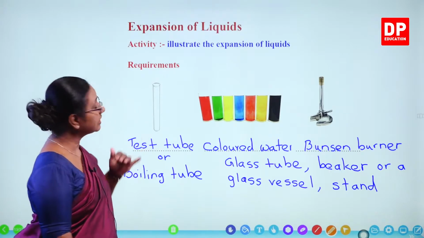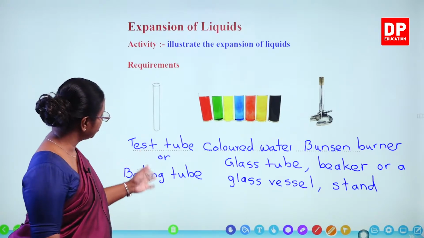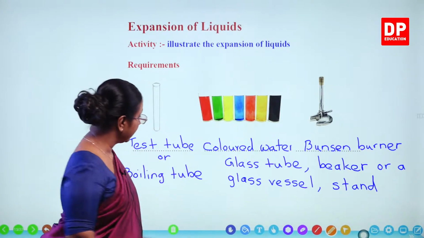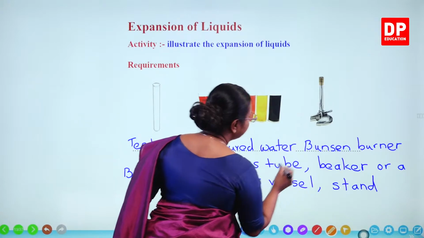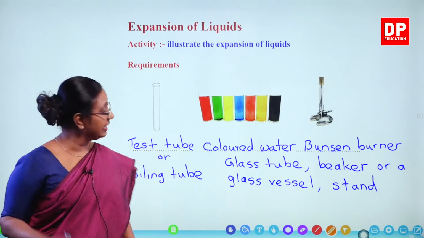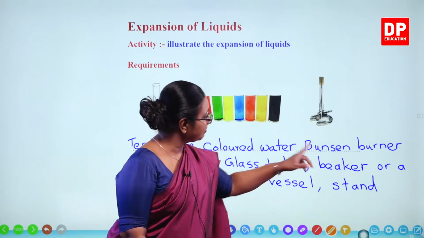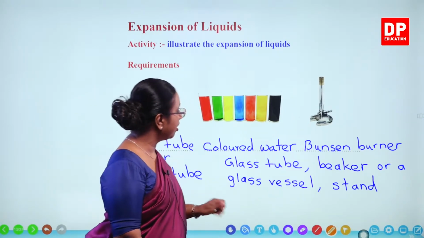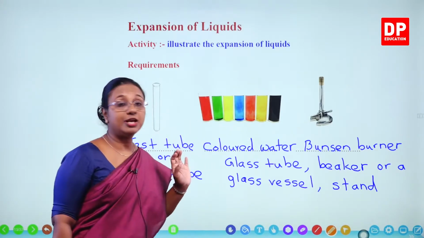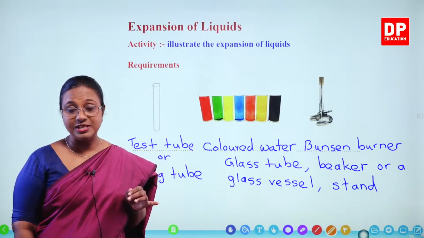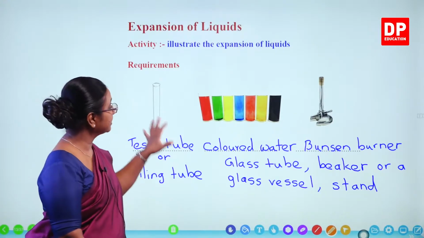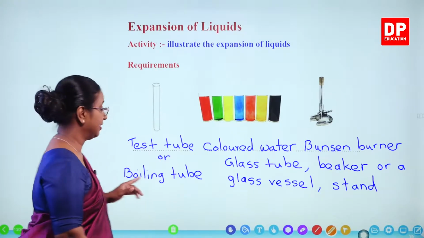So students, these are the materials that we need. A test tube or a boiling tube. We need colored water, and you all know why we need colored water. Colored water helps us to observe the change in water level easily. So we need a Bunsen burner, a glass tube, a beaker or a glass vessel, and also a stand. So those are the materials required to do this activity. I will move on to the next slide where we can discuss how we are going to do this activity.